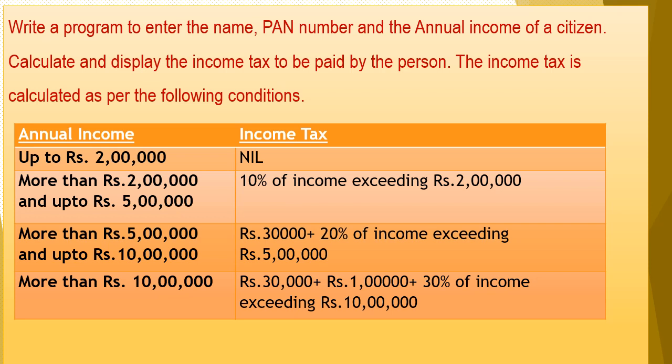And if the annual income is more than 10 lakh, the tax to be paid by the person is rupees 30,000 plus rupees 1 lakh. 1 lakh is the 20% of the income from 5 lakh to 10 lakh. From 5 lakh to 10 lakh, there is an amount of 5 lakh. So 20% of 5 lakh is rupees 1 lakh plus 30% of income exceeding 10 lakh. So these are the various slabs for calculating tax based on the annual income.